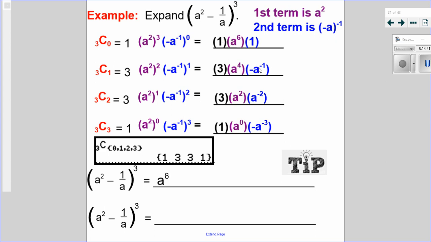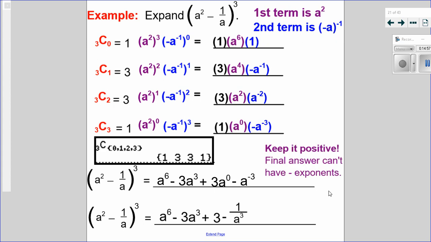Multiplying these together, 4 take away 1 is 3 for my exponent. 2 plus negative 2 is 0. 0 plus negative 3 is negative 3. So that's what the first part of my answer is. But when it comes to exponents, you always have to keep it positive. Your final answer can't have a negative exponent. So instead of a to the negative 3, it's 1 over a cubed.